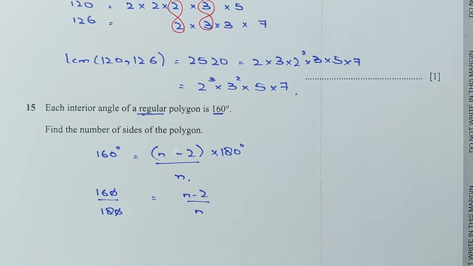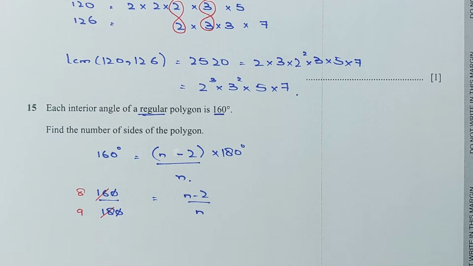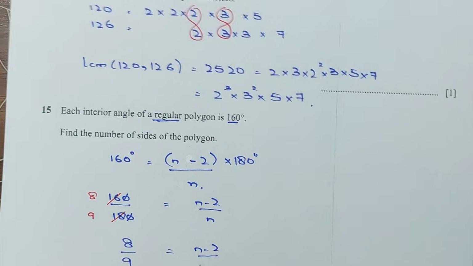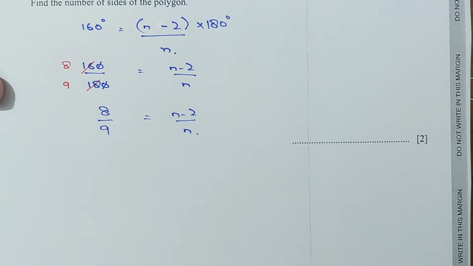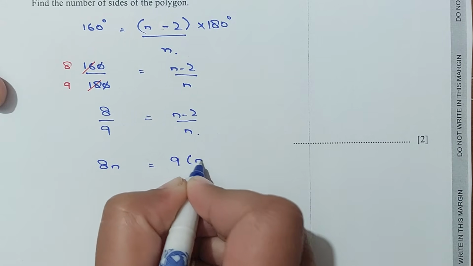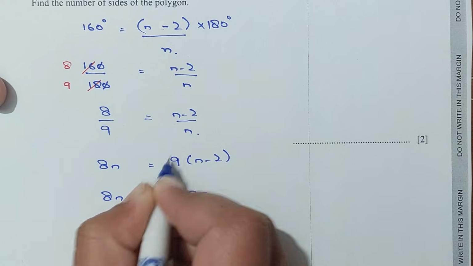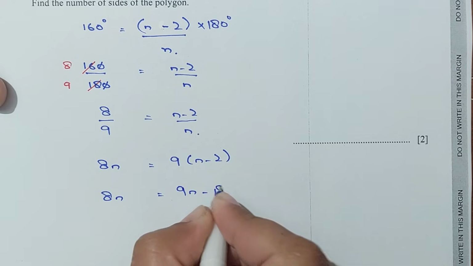16 over 18. 2 times table. 2 times 8 is 16. 2 times 9 is 18. 8 by 9. 8 by 9 is n minus 2 over n. Now let's do the cross multiplication and simplify. 8n equals to 9 into n minus 2. 8n equals to 9n minus 9 times 2 is 18.